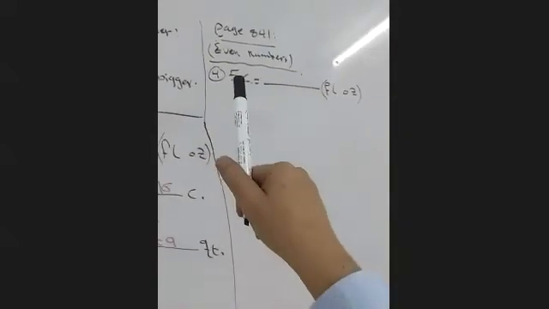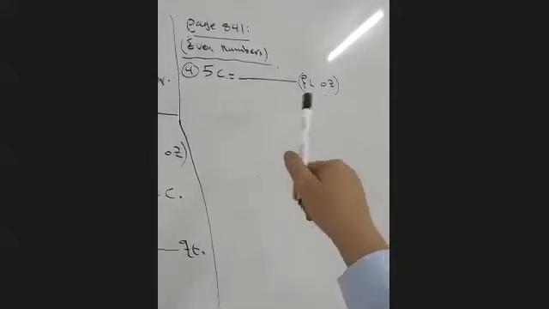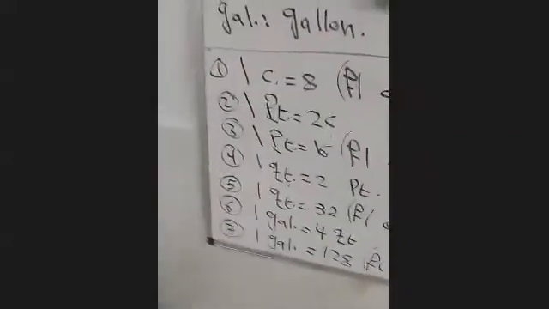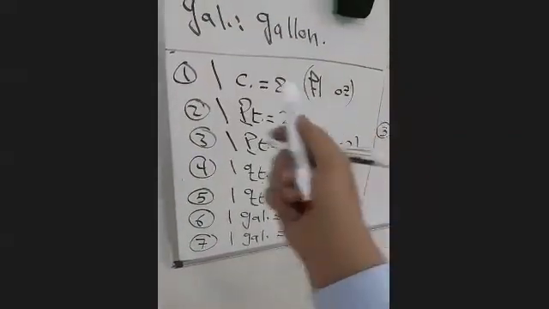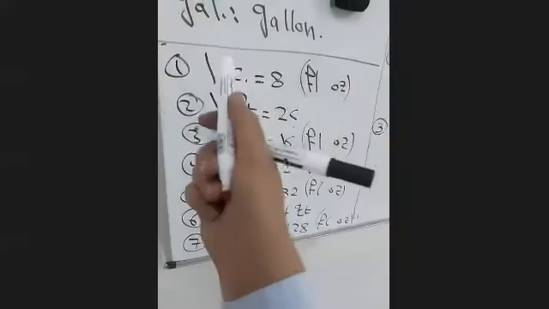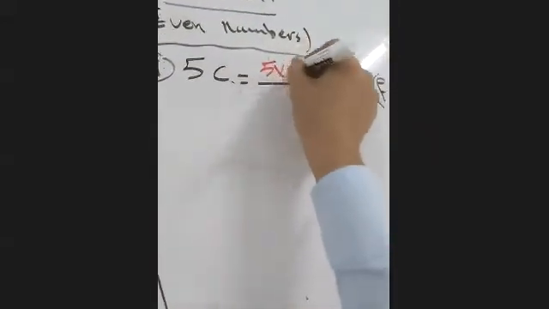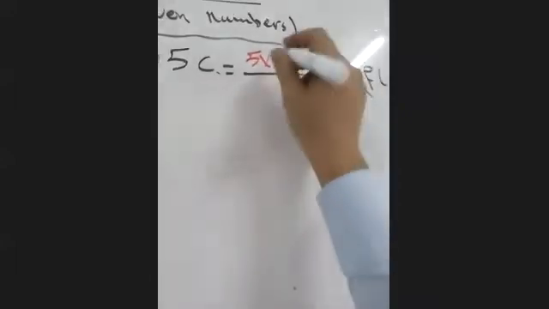Now we need to turn it from cup to where? To fluid ounces. Do we have a formula from cup to fluid ounces? From cup to fluid ounces, from bigger to smaller, we multiply by 8. 5 multiplied by 8 equals 40 fluid ounces.